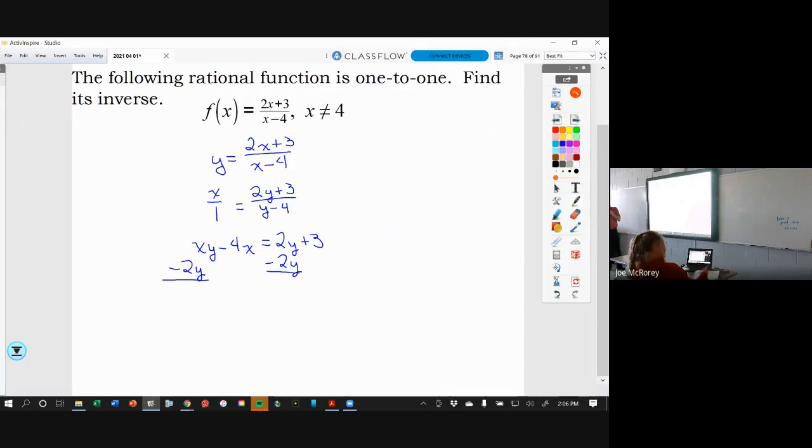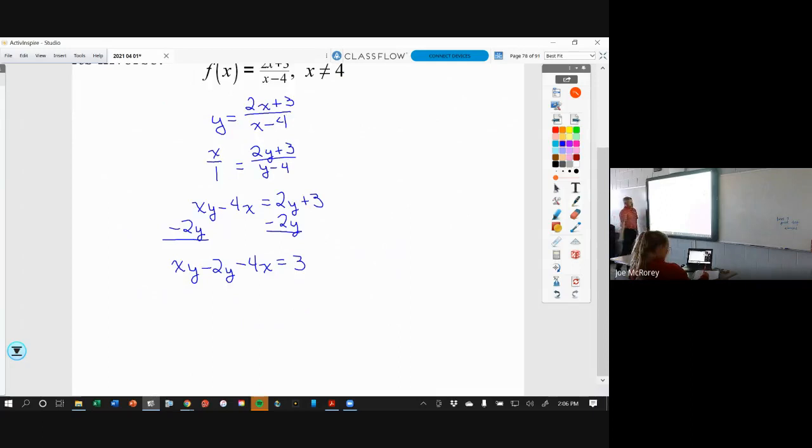I'm moving the Y's to the left side. I now have XY minus 2Y minus 4X equals 3. I got something over there with the Y's, I wanna get rid of it. Add 4X to both sides. XY minus 2Y equals 4X plus 3. The left side now has two terms. Both of those terms have a Y in it. I wanna get that Y by itself.